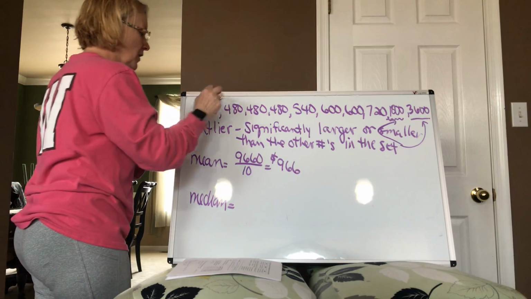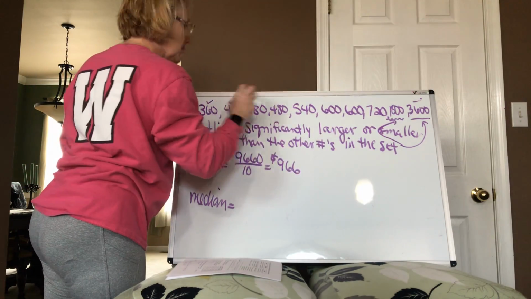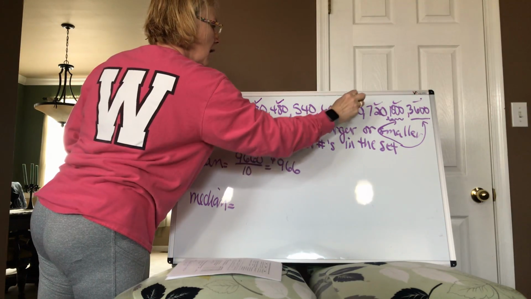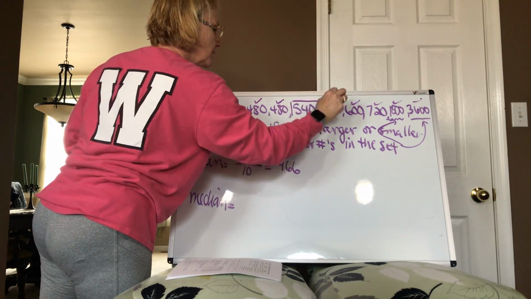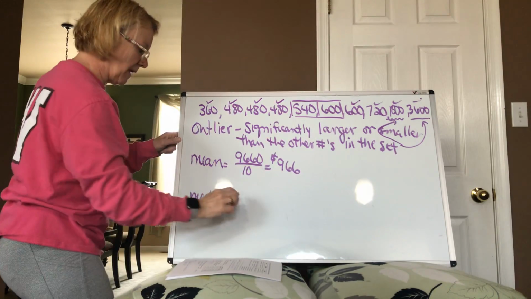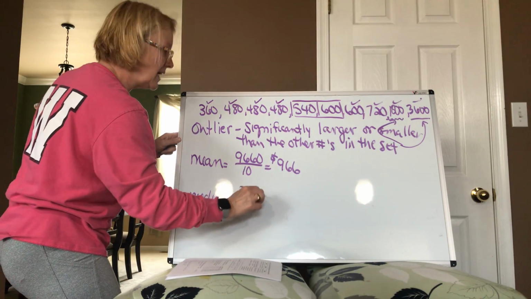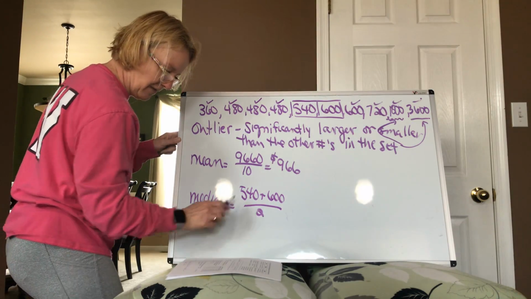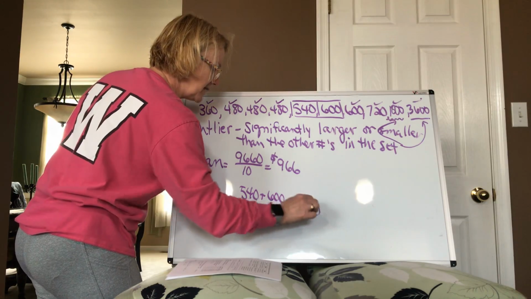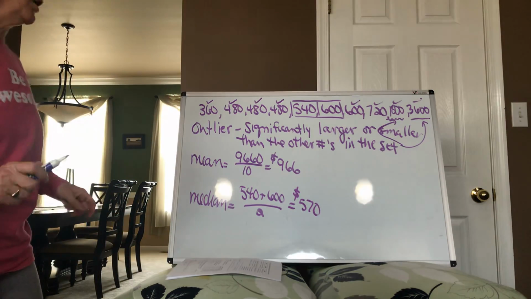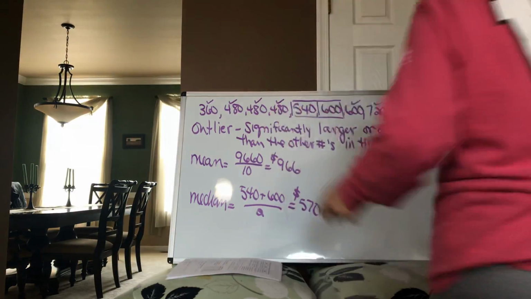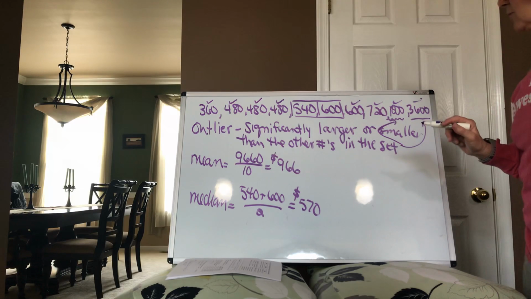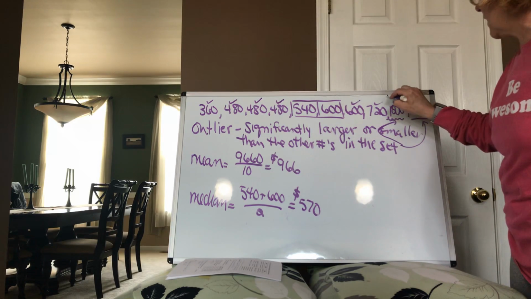I'm going to cross off low, high, low, high, low, high, low, high. I've got two middle numbers. So again, my median is going to be right in the middle. 540 plus 600 divided by 2 ends up giving you $570.